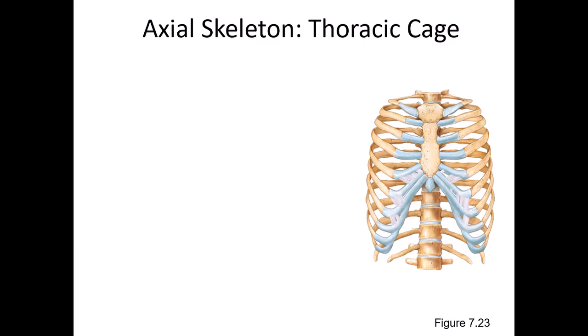Moving on to some other bones of the axial skeleton. We did skull and vertebral column. Now we have ribs and sternum to look at, kind of making up the thoracic cage.